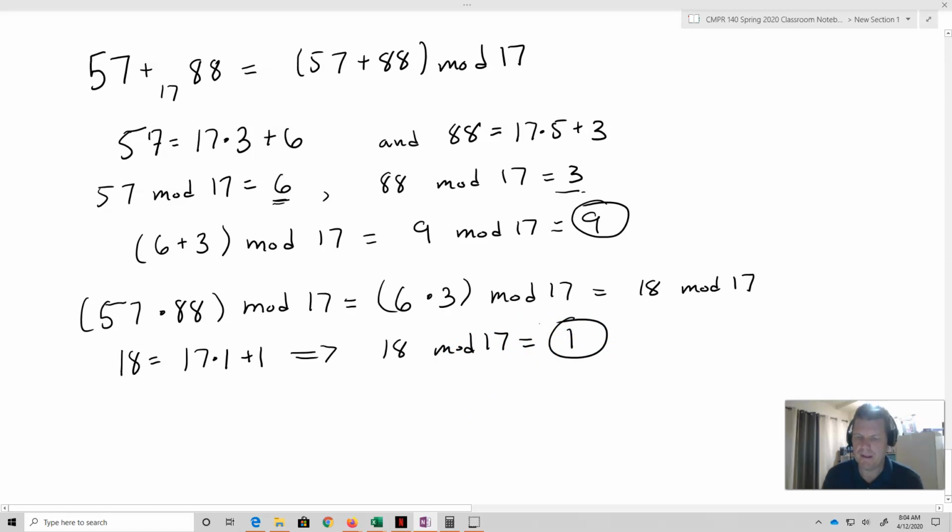All right. So from a process perspective, what we're going to be doing is first figuring out what the modulo is for each individual number, so in this case, 57 and 88. Once we've found those, if we're adding, we'll add them together, and then figure out what that is modulo whatever modulo we're working with. So in this case, modulo 17. For multiplication, the process is the same. We'll figure out what each one is modulo, so in this case, 6 and 3. And then we'll multiply those two together. So 6 times 3 is 18. And then I'm going to convert those using modulo into my final answer.